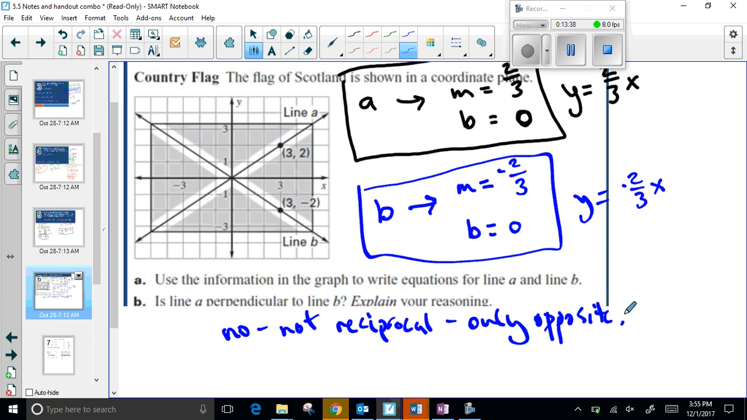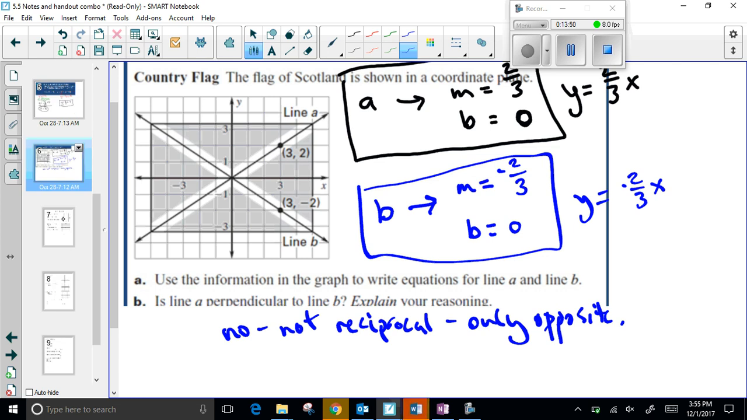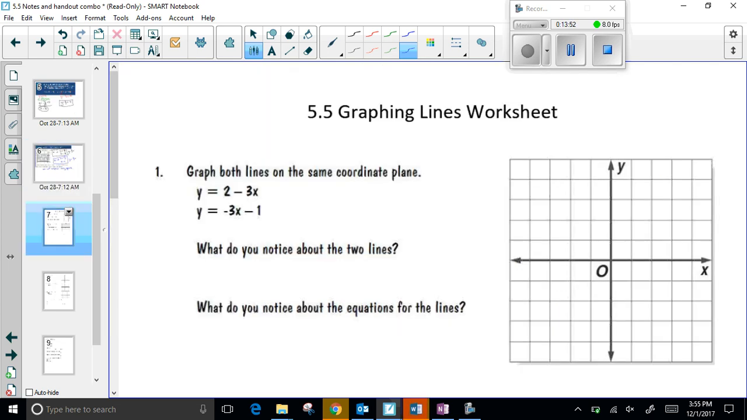Okay, and there you have it. Now at this point, you should know the basics of parallel and perpendicular lines. From here, I would like for you to move on to the self-directed packet, where it's asking you to graph lines on the coordinate plane and then notice things. What do you notice? Are the lines parallel or not? Are they going next to each other? And then what do you notice about the equations?